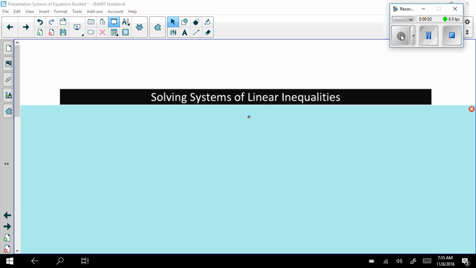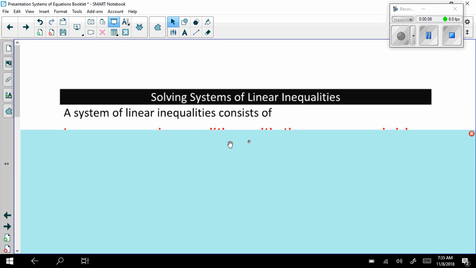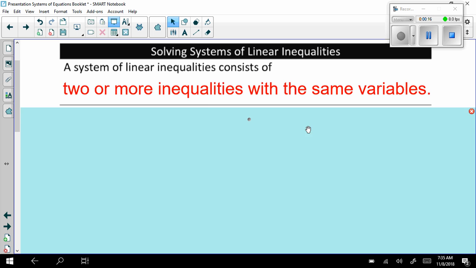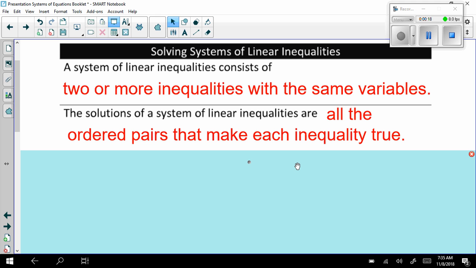In this video, we are going to talk about solving systems of linear inequalities as opposed to equalities. So the same idea applies. It's just basically two or more inequalities with the same variables. Now our solutions, usually there's going to be infinitely many, but the solutions of a system of linear inequalities are all the ordered pairs that make each inequality true.